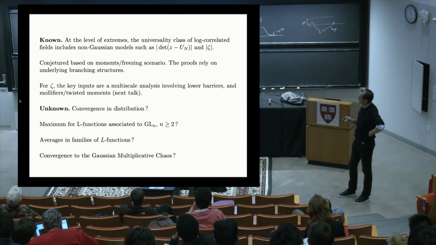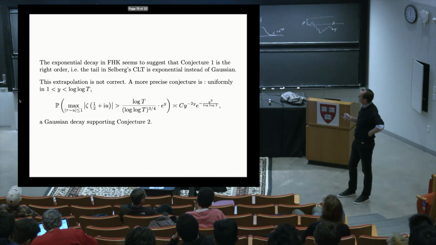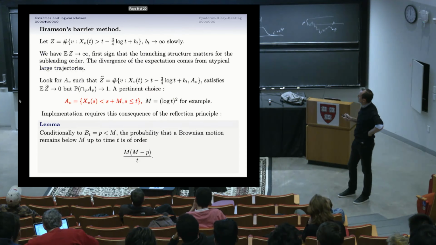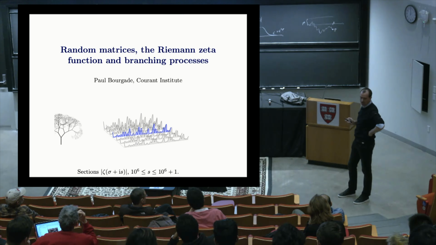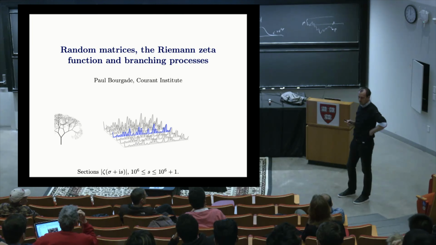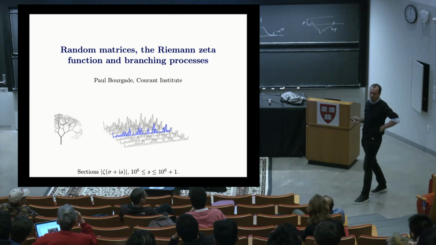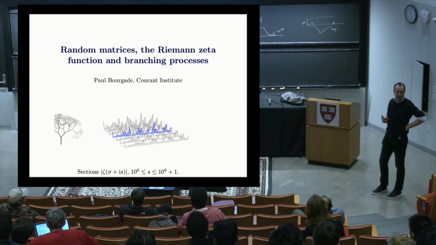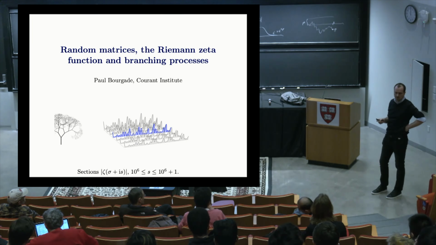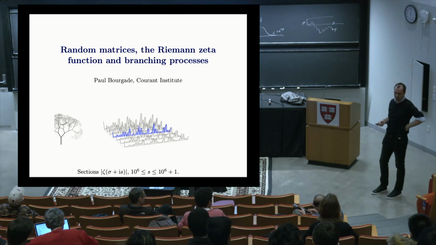And a last question could be convergence to the Gaussian multiplicative chaos, meaning, if I go back to the very first slide, that this curve here is supposed to converge in measure to a random measure, which is the so-called Gaussian multiplicative chaos, appearing in turbulence and quantum field theories. And this is not known. Okay, I will stop here. The next talk will be really diving more into the proof of this maximum for Zeta.